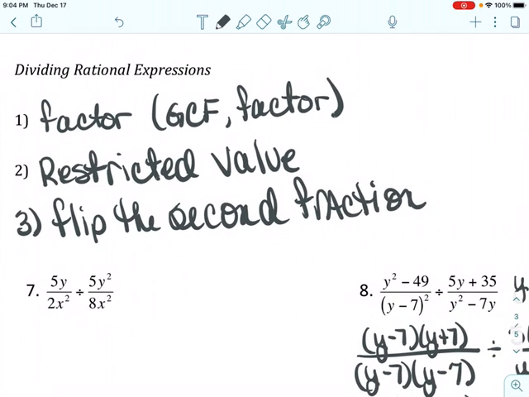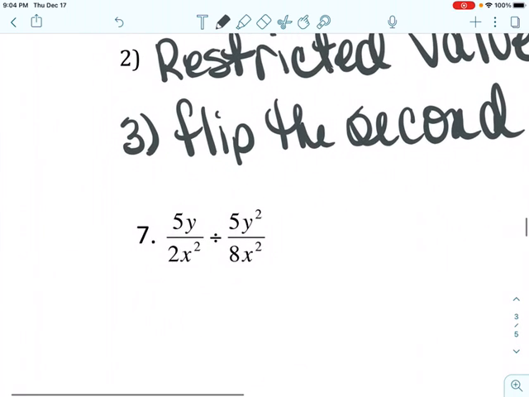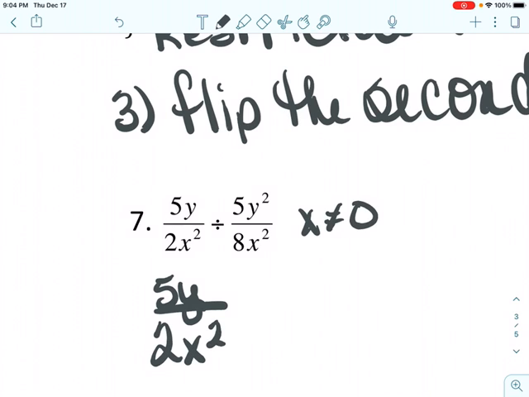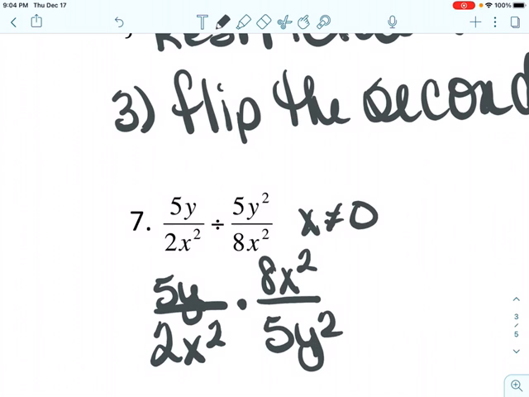Okay, and then we're going to do the multiplication process. All right, so what do I mean? So here's my problem. I don't have anything that needs to be factored here, but I am going to state my restricted value that x cannot equal 0 at this point in time. But when I flip, my keep change flip thought, right, I'm going to change to a multiplication problem, and I flip the second fraction. Now that 5y is now in the denominator, so now I got to come back up here and state, y can't equal 0.